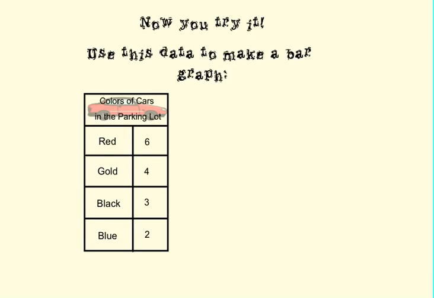Now, I'd like you to try it. Here's a data table of colors of cars in the parking lot. There are 6 red cars, 4 gold cars, 3 black cars, and 2 blue cars. You draw a bar graph recording what kinds of cars were parked in the parking lot. Bring your graph to school and we'll discuss them together with your desk partner.